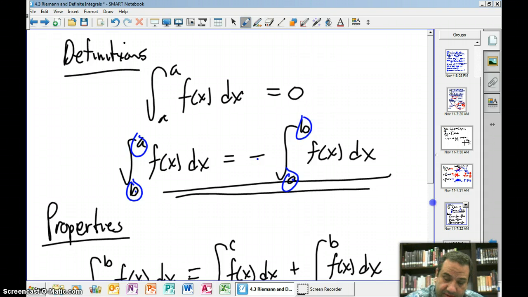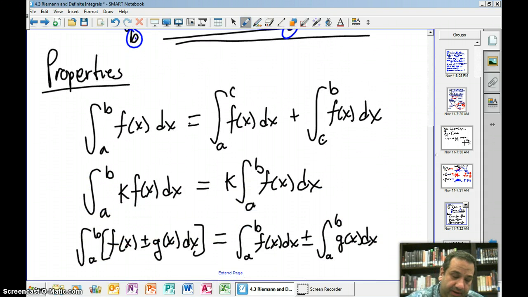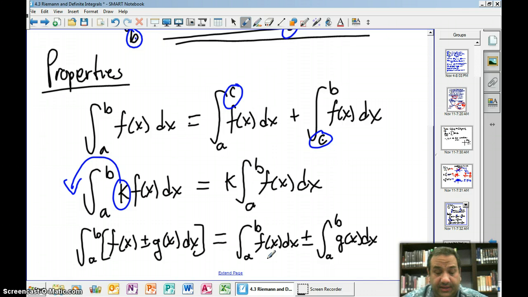And then there's some properties to note. Here's some properties. I could pick somewhere in between if it's continuous and add them. Makes sense? If I'm going from A to B, I could pick some C in between and add them up. All right, C might be the place where it's maybe discontinuous, so I'd have to break it up. I can go A to B. I can bring constants outside, like this one, and the sum of the integrals is the integral of the sums. Okay, so you can take the integral of this plus this, or you can break it up. So far, so good.